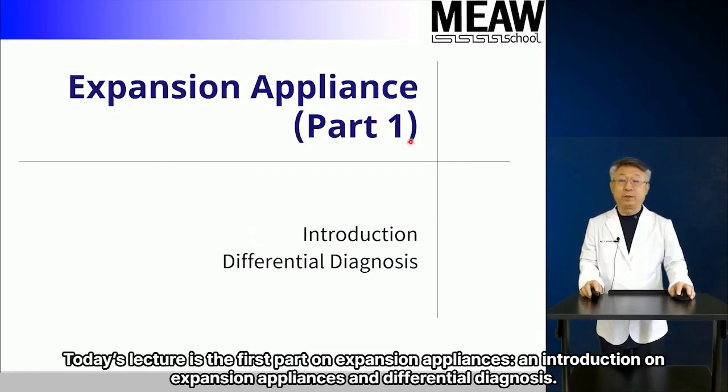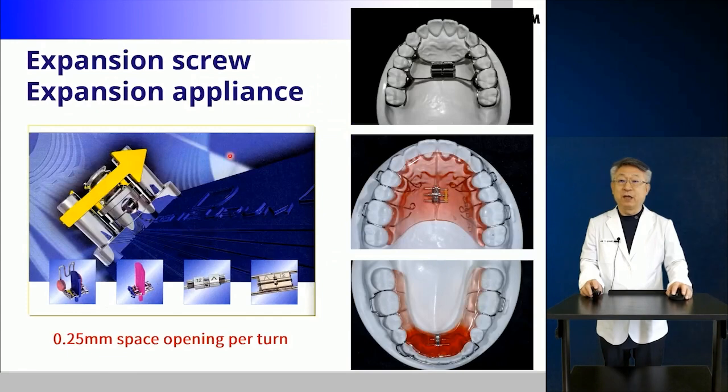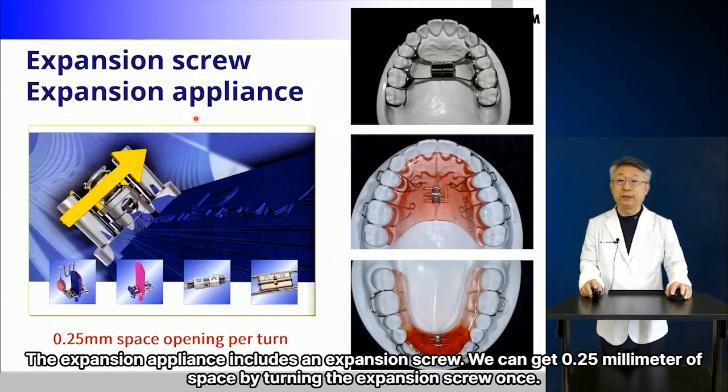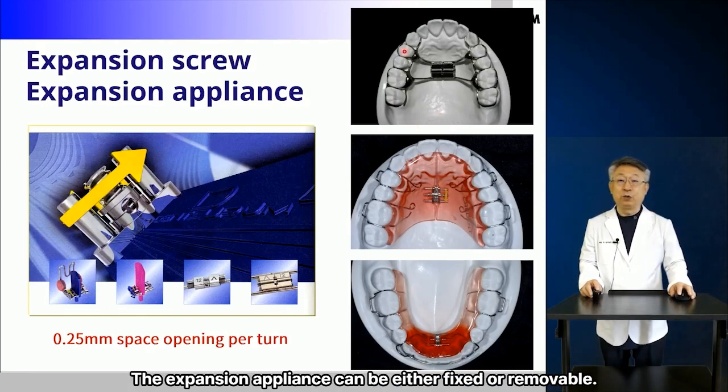Today's lecture is the first part on expansion appliances, an introduction on expansion appliances and differential diagnosis. The expansion appliance includes an expansion screw. We can get 0.25 millimeter of space by turning the expansion screw once. The expansion appliance can be either fixed or removable.